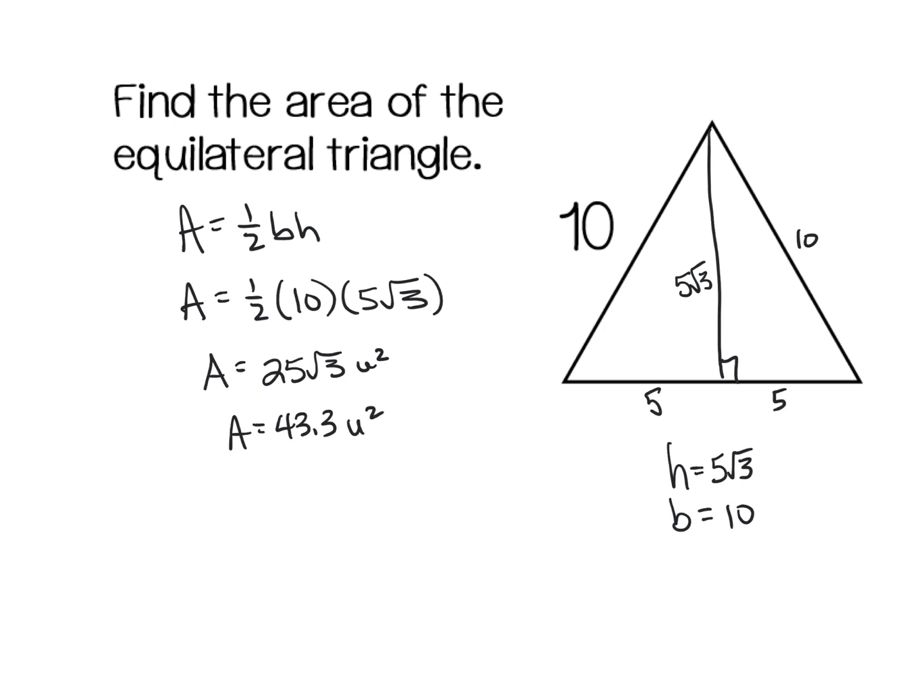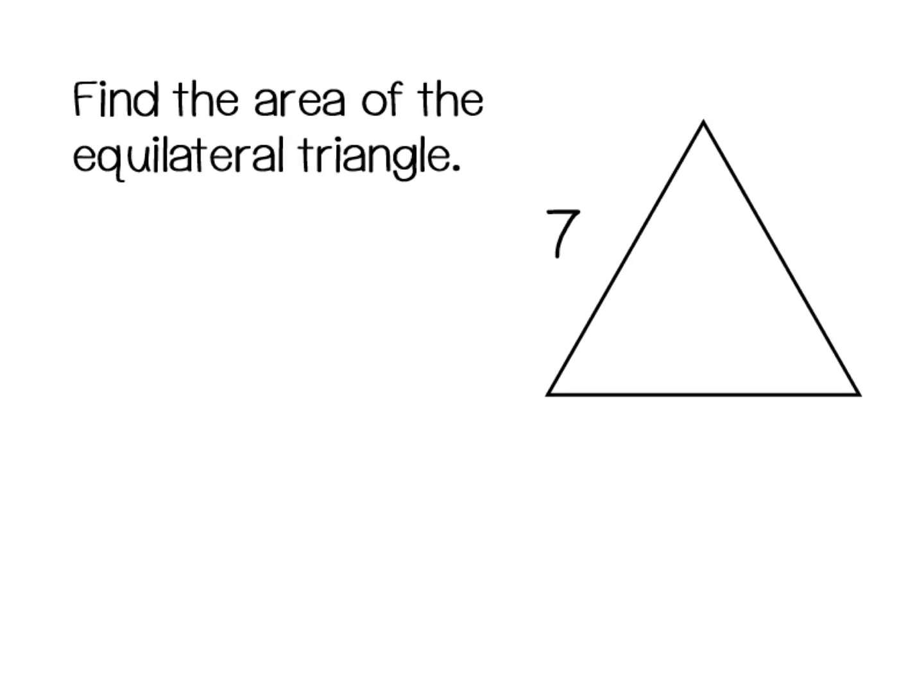All right, so that was really nice because in those 2 examples, the side length was an even number. In this example, our side length is going to be an odd number. So it's not quite as pretty, but still very manageable. All right, so again, we know area equals 1/2 base times height. All side lengths are 7.